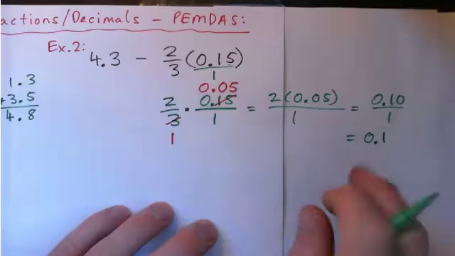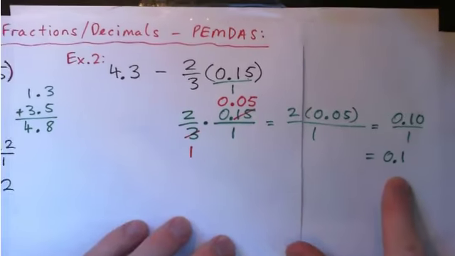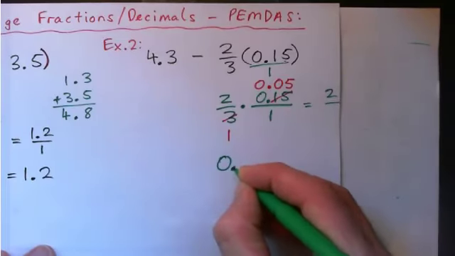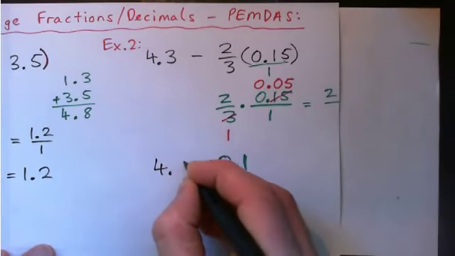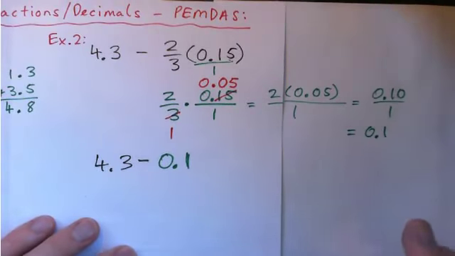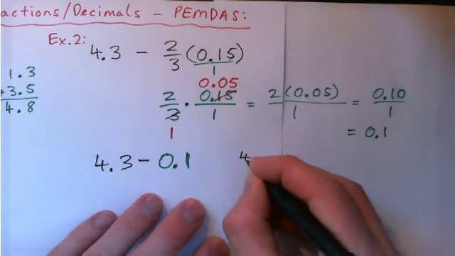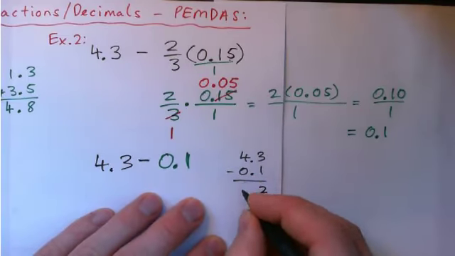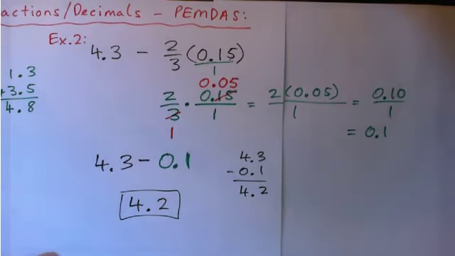Okay, so if you multiply by fractions once again, you can work it out to be 0.1. So this multiplication became 0.1, and so now we do the subtraction part. 4.3 minus 0.1, right? So 4.3 minus 0.1, what's that? Well, let's just calculate that. 3 minus 1 is 2. 4 minus 0 is 4. I get 4.2. Okay.